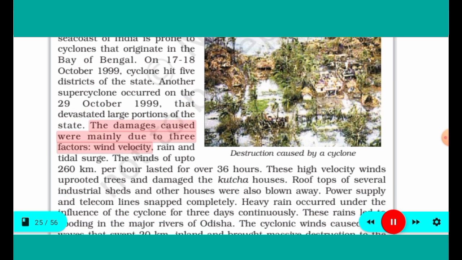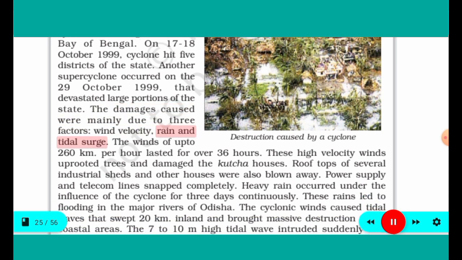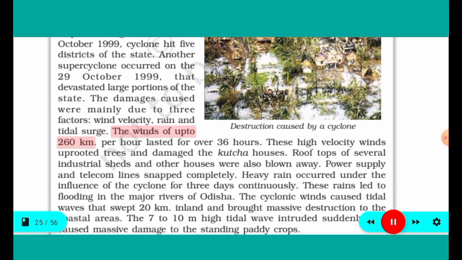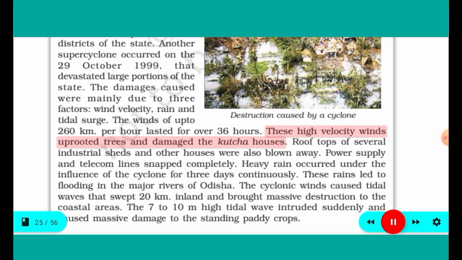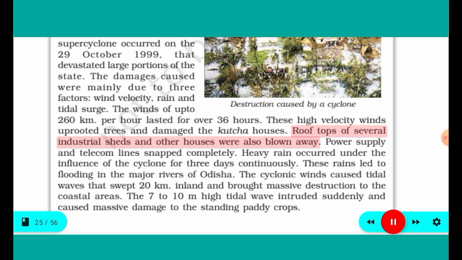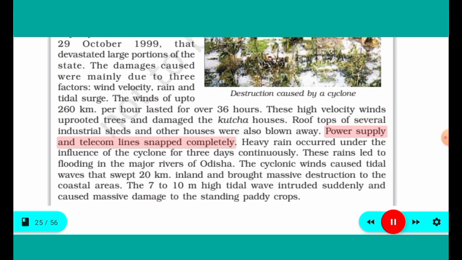The damages caused were mainly due to 3 factors: wind velocity, rain and tidal surge. The winds of up to 260 km per hour lasted for over 36 hours. These high-velocity winds uprooted trees and damaged the Kucha houses. Rooftops of several industrial sheds and other houses were also blown away. Power supply and telecom lines snapped completely.